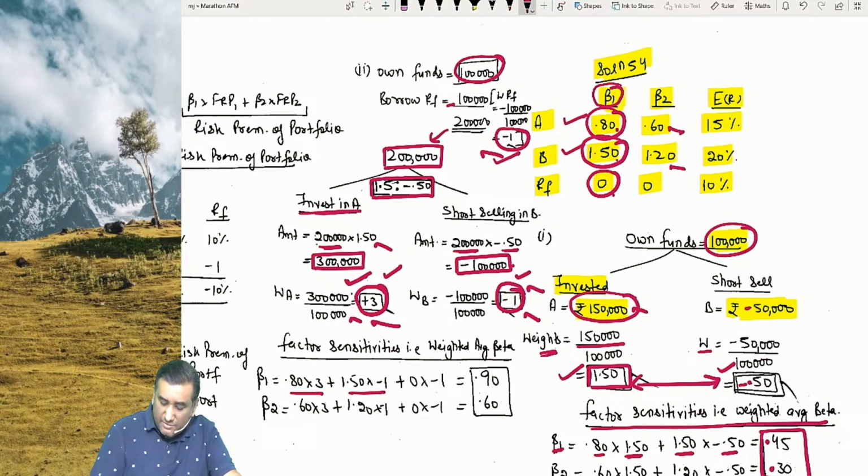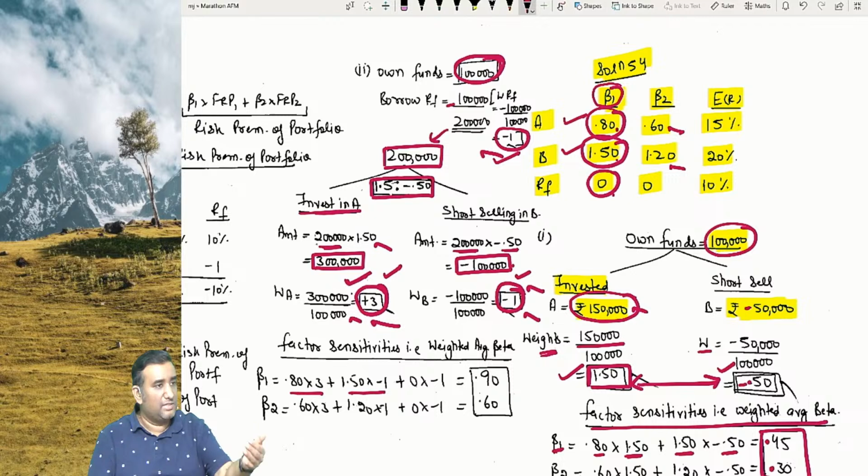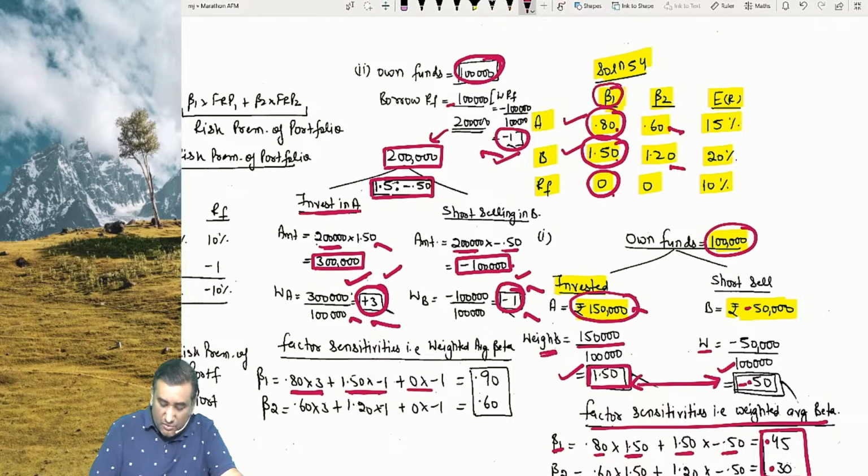The only area of mistake is when you're calculating a weight, it is always divided by own funds. Actually you are creating a combination: on one side you are getting a return, on the second side you are giving something from your pocket. So minus represents the amounts which you have to return back, and plus represents the amounts on which you will be receiving the returns. It comes 0.8 into 3, 1.5 into minus 1, 0 into minus 1, it comes 0.9, 0.6 into 3, 1.2 into minus 1, and 0.